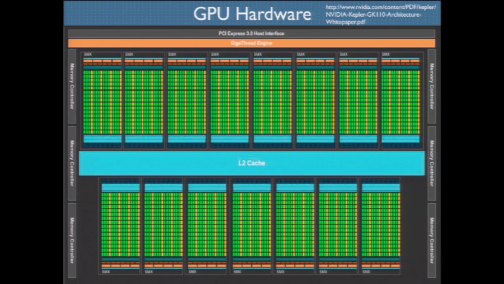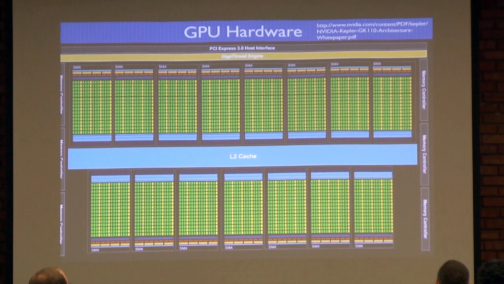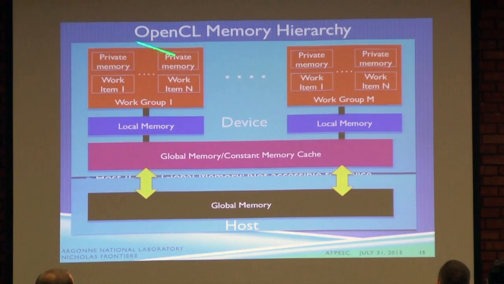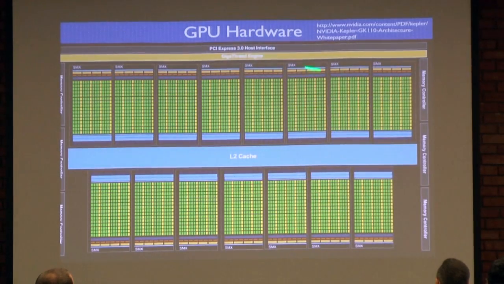So mapping terminology, a work item corresponds to the one green dot. A work group corresponds to one SM. And then all of them are on this chip. So I have global, and local, which corresponds to here. And remember, local corresponds to a group, which one of these is a group. And then you have the private registers, which are all over the place, but that has the private memory of your data.